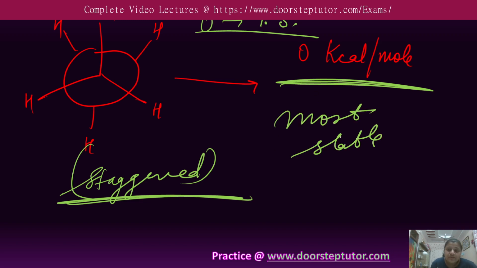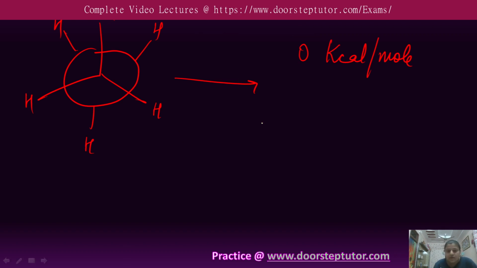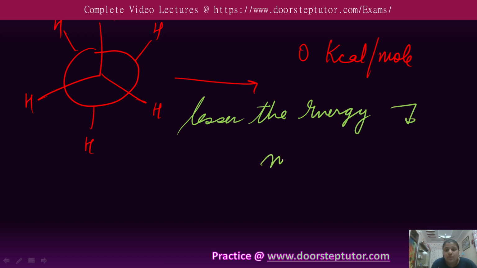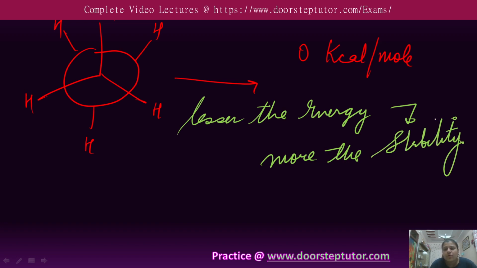This particular conformer is more stable because the energy value is 0, and the lesser the energy, the more the stability of the organic compound. You have to learn this relationship very carefully. Lesser the energy, more the stability. You have to mention this in your notes very carefully. Lesser the energy, more the stability of the molecule. In chemistry this is a fundamental rule: the lesser the energy, the more the stability of that particular molecule.